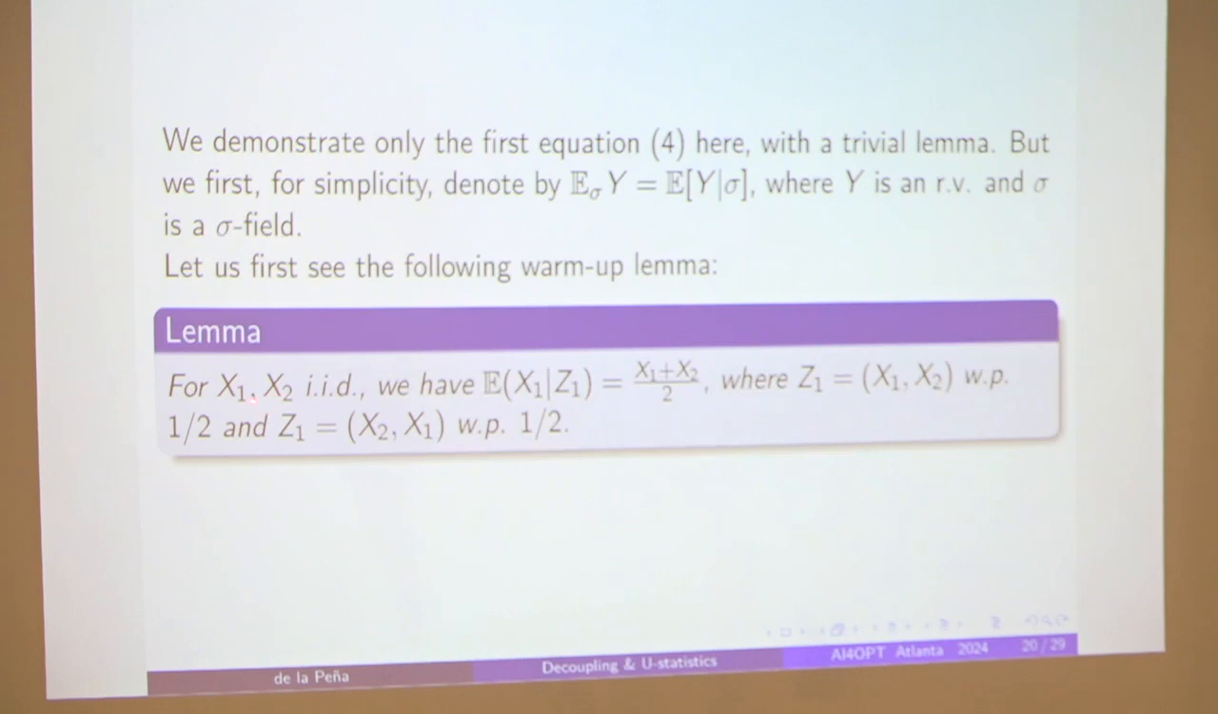So if we have IID variables x1, x2, and we define c1 to be (x1, x2) with probability 1/2, and c1 is equal to (x2, x1) with probability 1/2. Then this expectation is equal to (x1 plus x2) over 2. Now this is a little more confusing than what is easy to prove. So let me show you the actual lemma that we use to prove the law of large numbers.